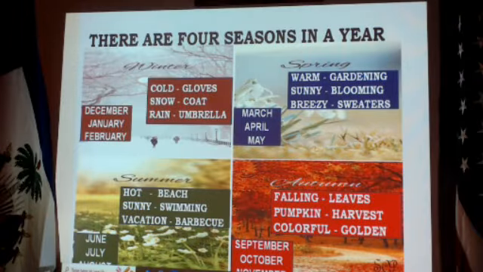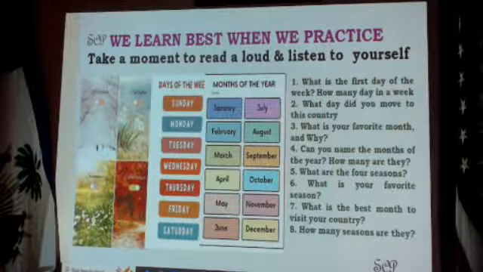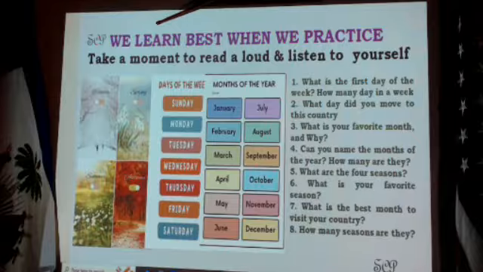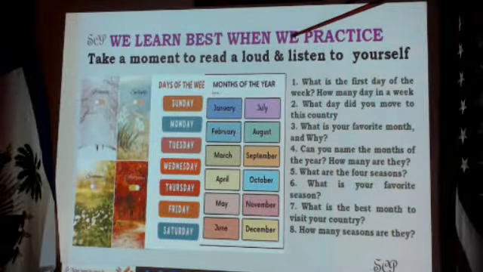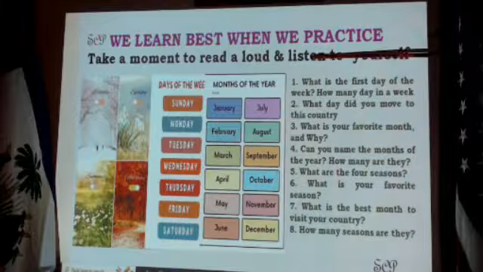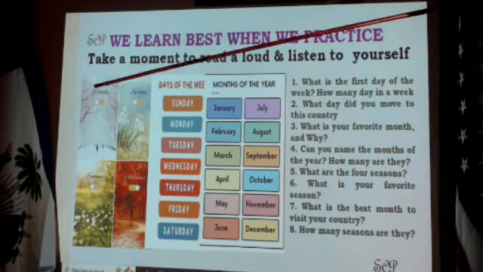We are not in autumn yet, okay? Now we are still in July, summer. So let's practice, because we learn best when we practice. Take a moment to read aloud and listen to yourself. Read aloud like I'm reading, okay? Let's go together.